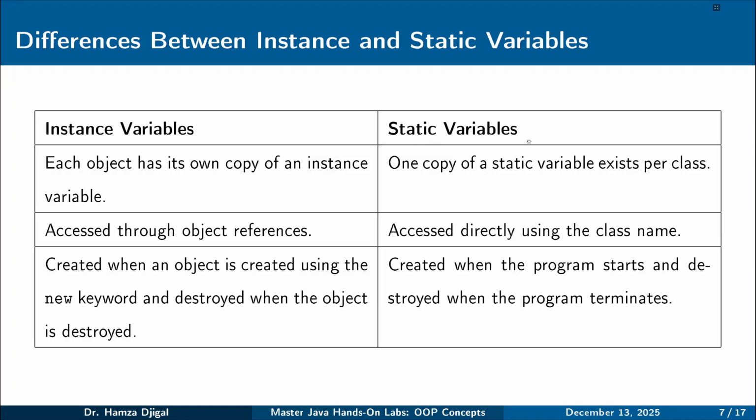Compared to static variables, which we can easily access directly using the class name. I can call the class name dot the variable. That's the main difference. Also, an instance variable is created using the new keyword and destroyed when the object is destroyed, while static variables are created when the program starts and destroyed when the program terminates, as you can see here.